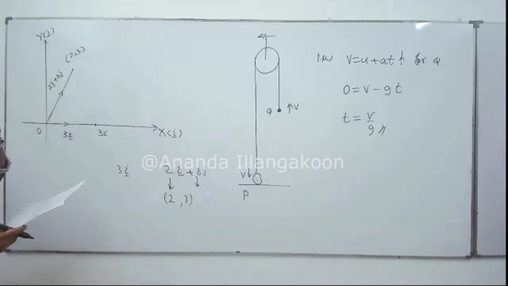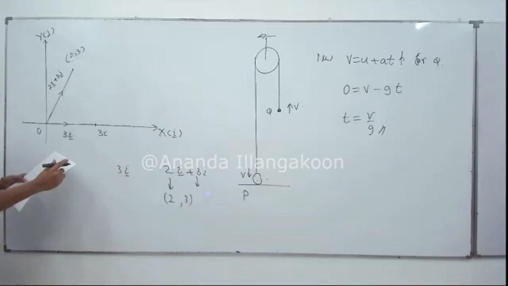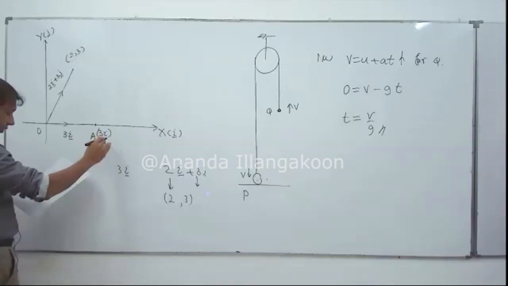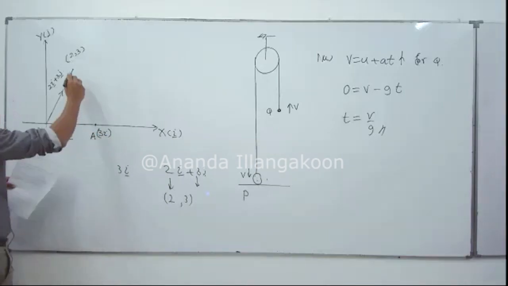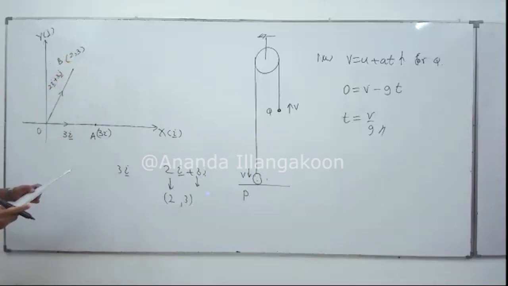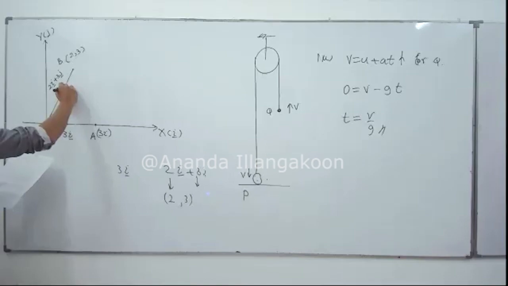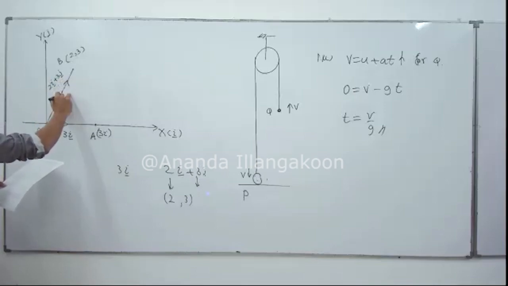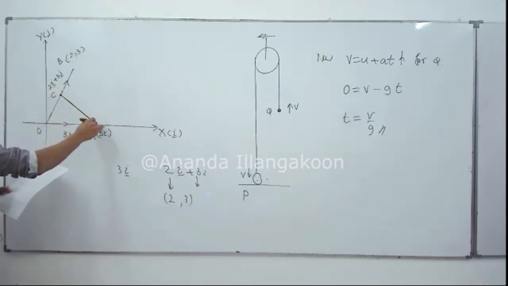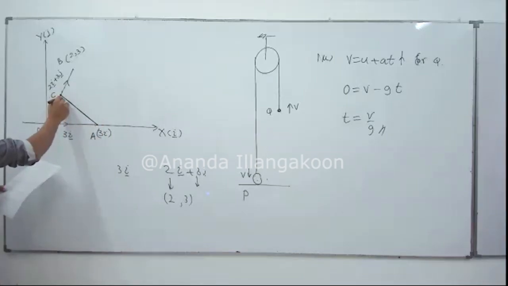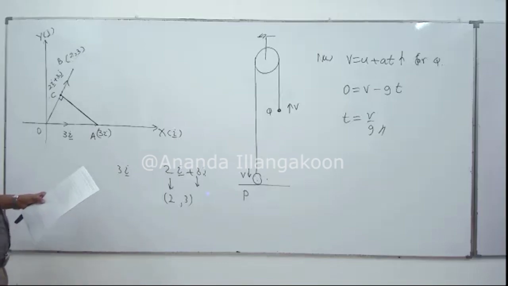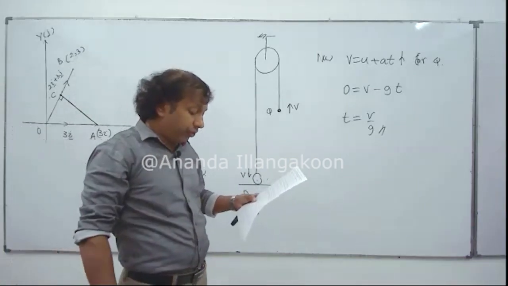What is the next given? This point is A, with vector 3i, and this is B. C is a point on the line OB, here, such that angle OCA is 90 degrees. Find OC in terms of i and j.